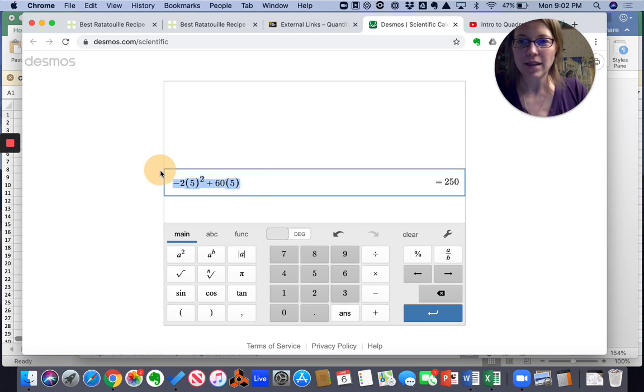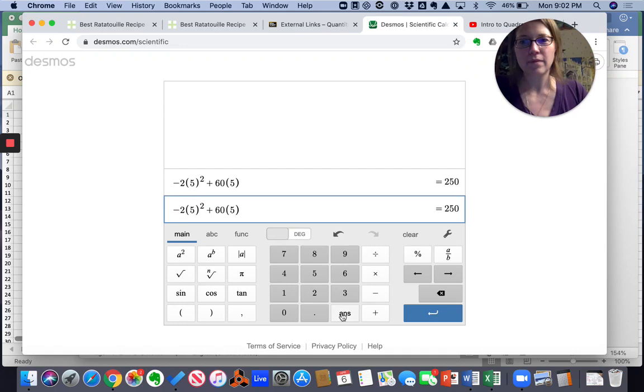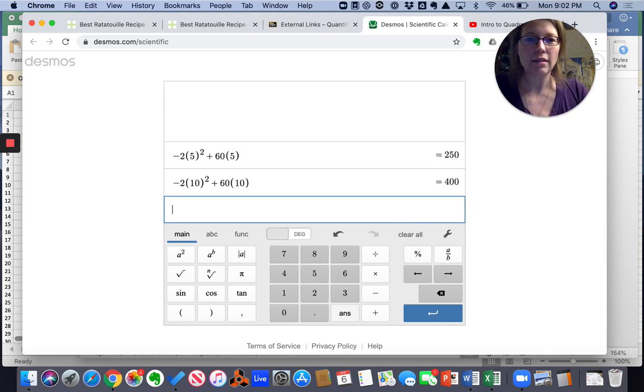Now, one nice thing about this is I can copy and paste. That'll save us some time. Let's try plugging in 10. Whoa! That is a lot bigger. Let's try 15.